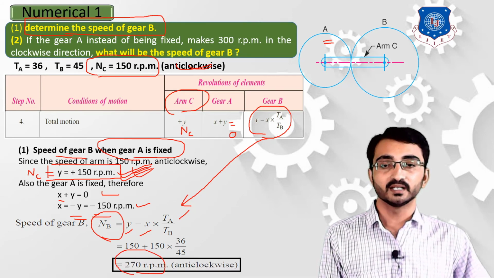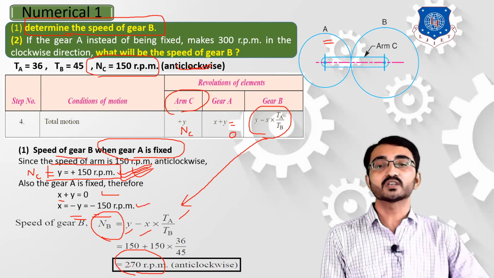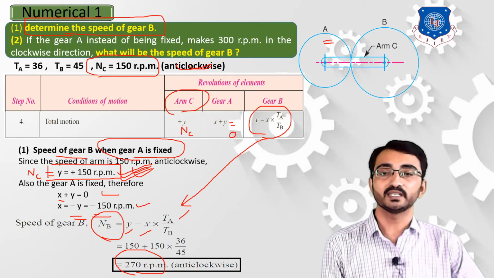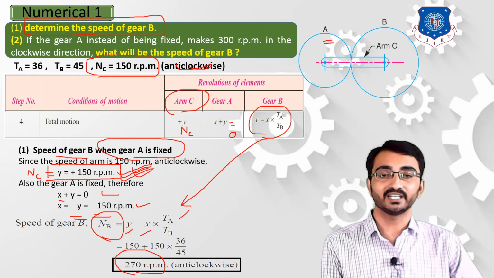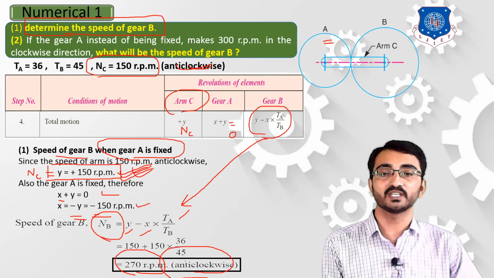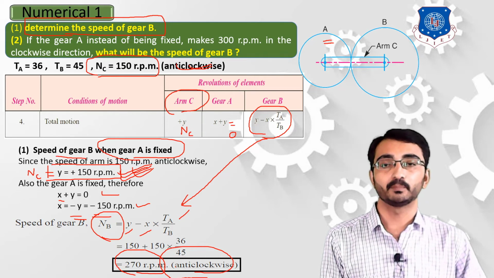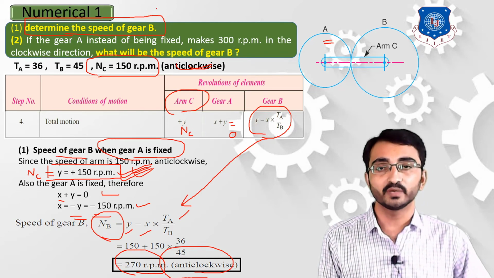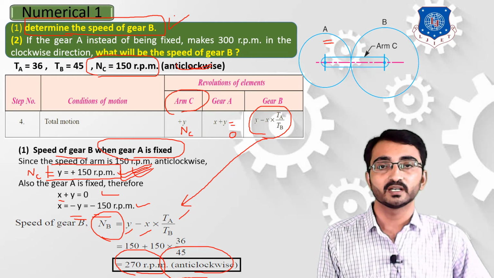Now over here we are getting a positive answer. It means gear B is rotating in the anti-clockwise direction. So we have to mention the direction of gear B at last in brackets. In this way we can calculate the answer for the first question.